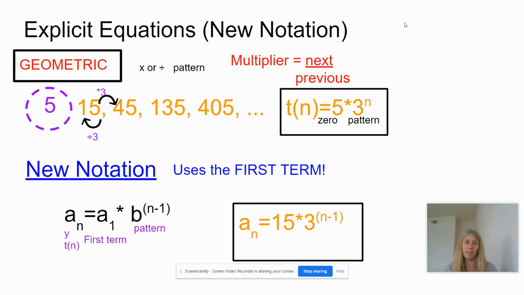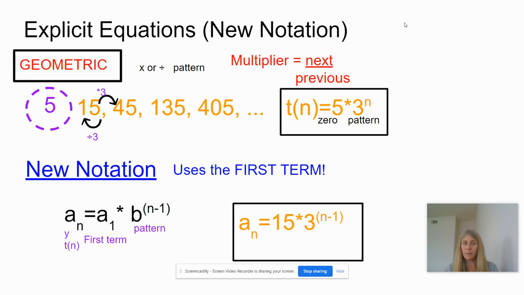So in this case, a of n is equal to, our first term is 15 times 3 to the n minus 1. And so just, you will be seeing it both ways when you're going on Khan Academy, and you should be familiar with what both of these are. So once again, this is an exponential function, and we use y equals a times b to the x power, or in this case, a of n is equal to a sub 1 times b to the n minus 1. And for our arithmetic, we're basically doing a line, y equals mx plus b, or we're doing a of n is equal to our pattern times n minus 1, and then plus our y-intercept.